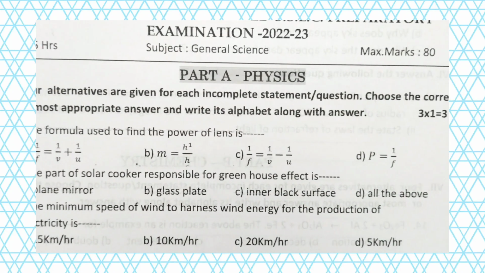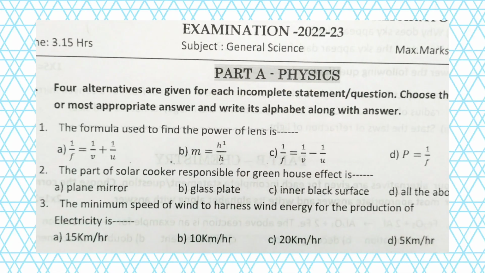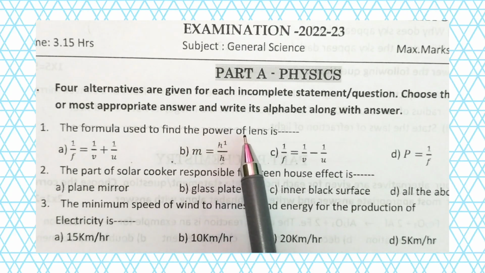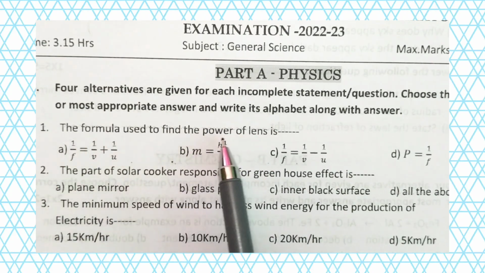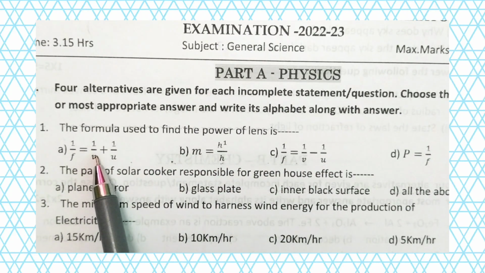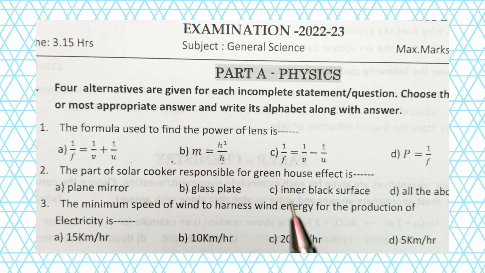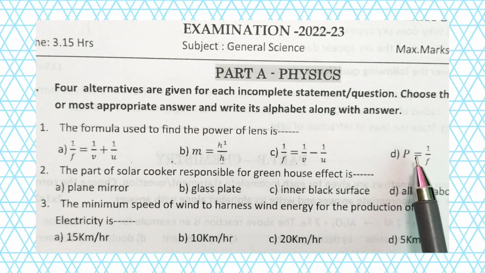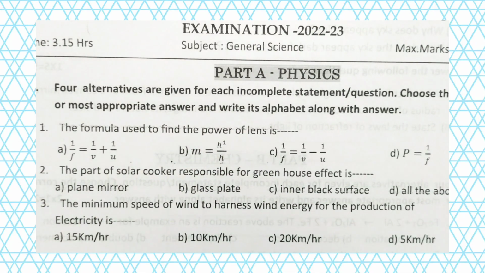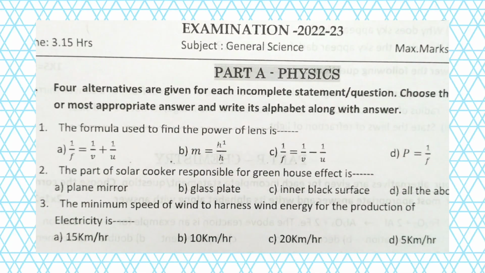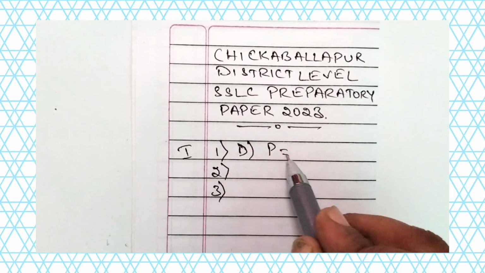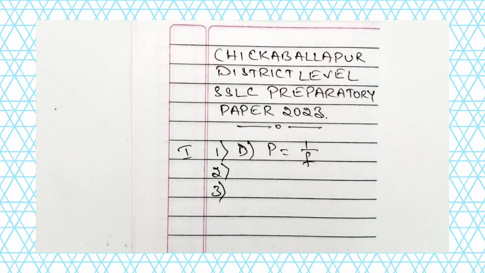The first question of the preparatory paper: the formula used to find the power of a lens. To find the power of a lens, there are 4 formulas here. This is the mirror formula, this is for magnification, this is the lens formula. So the remaining one, P is equal to 1/f, is the formula for power of a lens. So for the first question the option is D. Option D, P is equal to 1/f is the right answer.